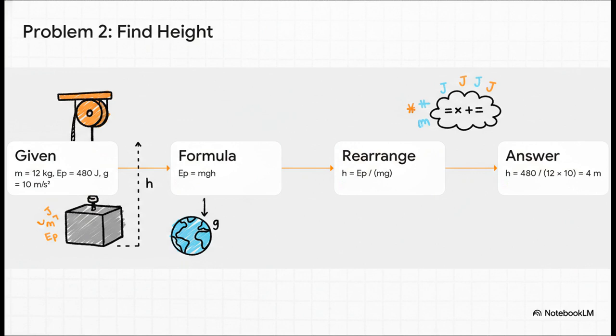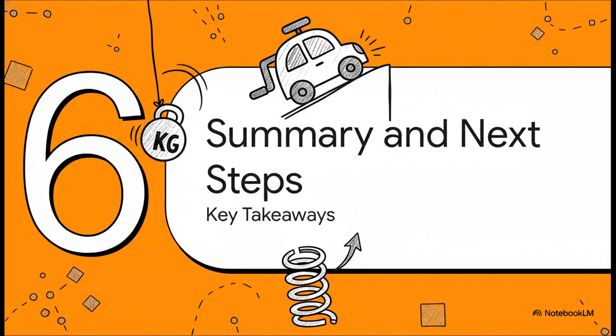Now we can put in the values. 480 divided by, in brackets, 12 multiplied by 10. That is 480 divided by 120. And so the final answer is 4 meters. Excellent work. Wonderful. You have all done very well.